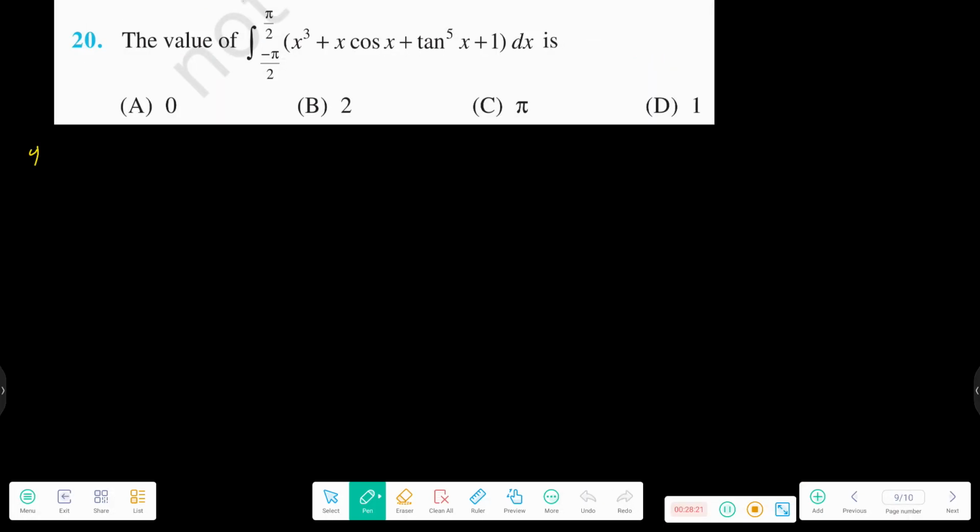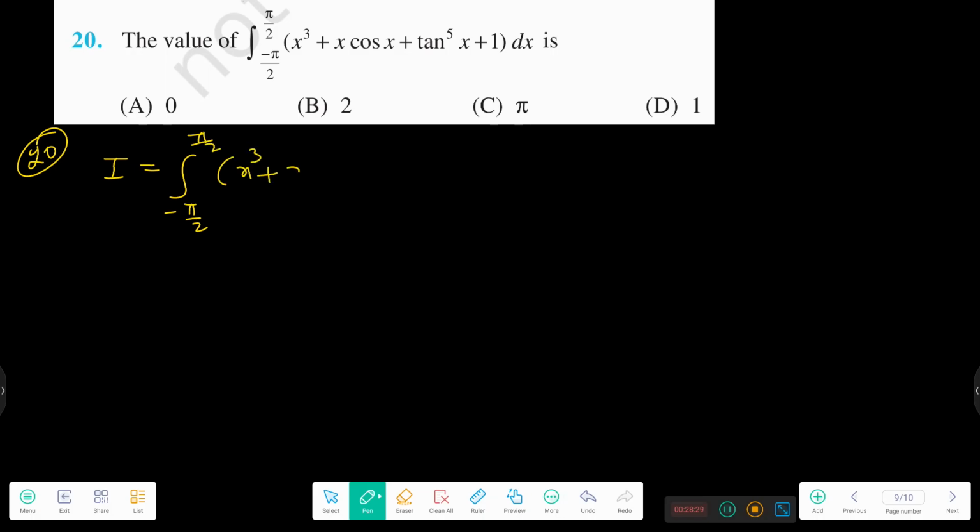Question number 20, MCQ. I is equal to the integral from minus pi by 2 to plus pi by 2 of (x cube plus x cos x plus tan power 5 x plus 1) dx. Children, see, this is the property: minus a to a of f of x dx.